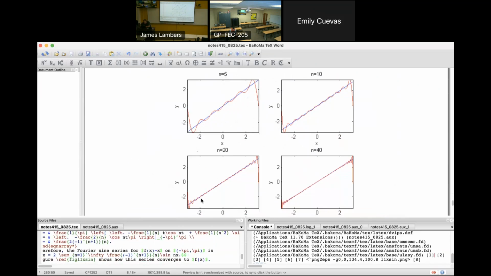On the one hand, in the interior of the interval, it is getting closer to f of x equals x. But look what's happening at the boundaries. We're having these high frequency oscillations. So what's going on with that?